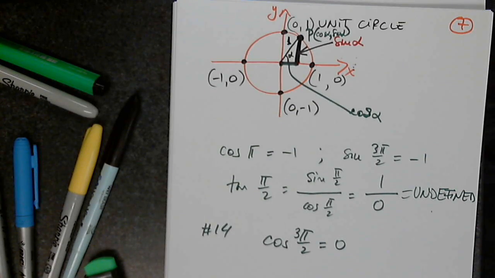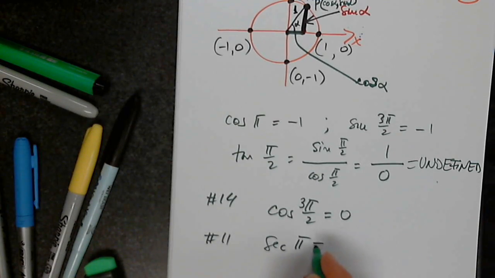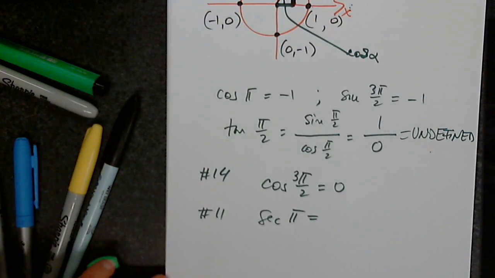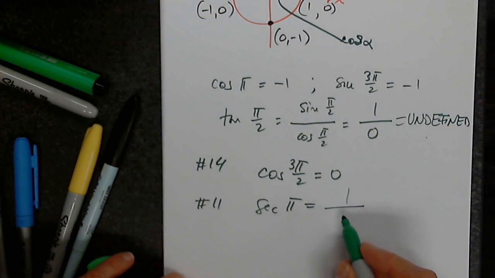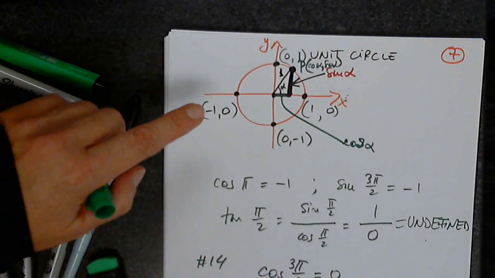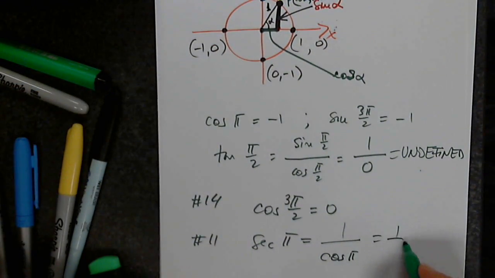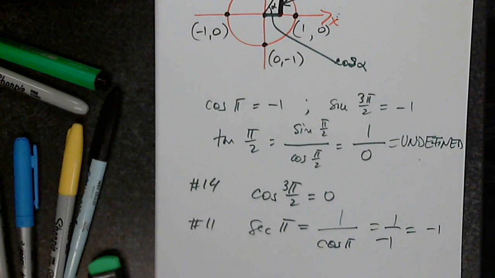What about secant pi? You have to say, you never told me to remember this, and I specifically say do not memorize this, but you have to remember that secant pi is 1 over cosine pi, and cosine is the first coordinate. I look at pi, what does that equal to? So I have 1 divided by negative 1. What is secant pi then? Negative 1.